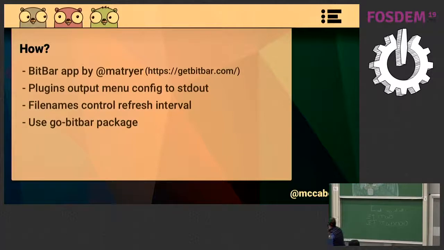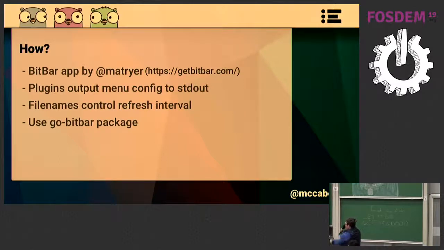So Bitbar is an application written by Matt Ryer that runs on OS X that handles the rendering of menu bar applications and has a super simple interface. You literally just have to drop in an executable that outputs text. It can be any language, it can be shell scripts, absolutely anything. And then you can control how frequently that refreshes just by appending a suffix to the file, like .30 seconds, .1 minute, and so on.